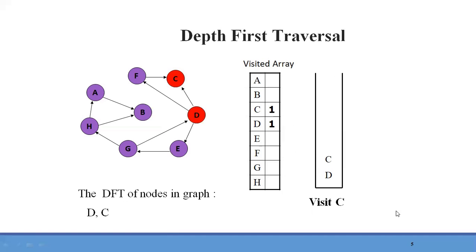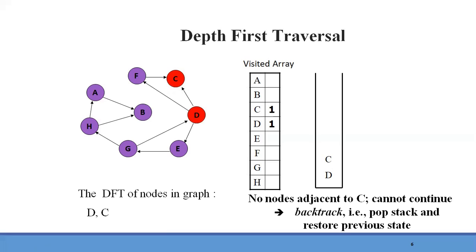Now we have three adjacent nodes to node D: C, F and E. From these three adjacent nodes, which one to select first? For selection, we will consider the alphabetical order or the order in which the adjacency list is presented. Alphabetically, node C comes first. So first we will visit node C. C will be added to the stack and its respective entry in the array is set to 1 to denote that C is visited. And as it is visited, we display it in the output also.